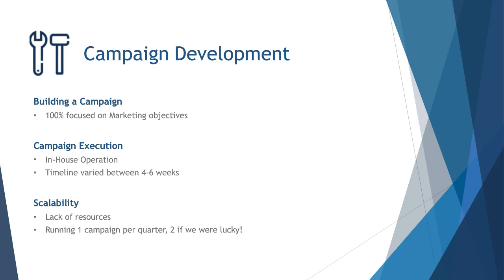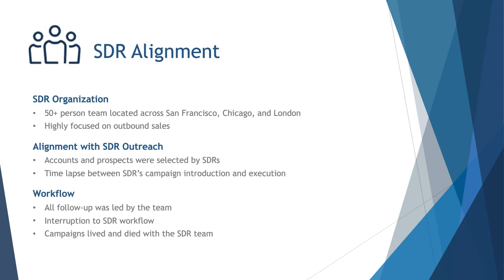The second part of this is our SDR alignment. So our SDR organization, to kind of give you a background, is a 50-person global team located in San Francisco, Chicago, and London. So extremely dispersed throughout different locations. And we had a history of being a very outbound-focused team.